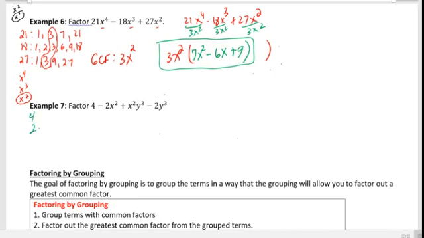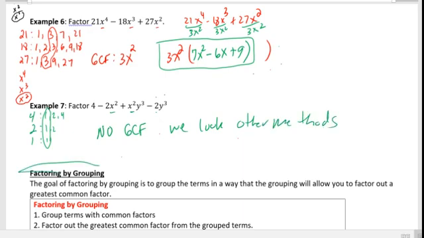Example 7, we have 4, 2, 1. And if you notice here, my greatest common factor is going to be 1. So if I factor out a 1 from this, I'm going to get itself. And then notice that they don't all have an x. This one's missing an x. And they don't all have a y. So we cannot factor out a greatest common factor. So there is no GCF. So we look at other methods.